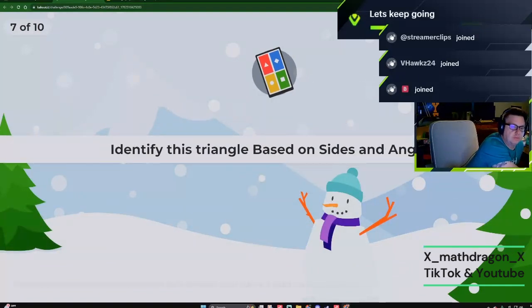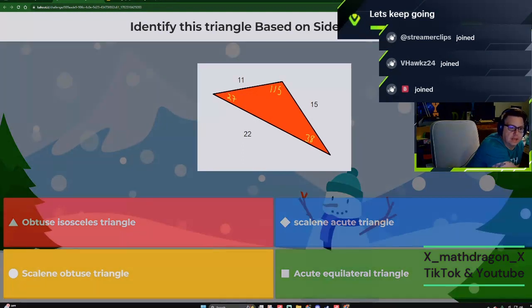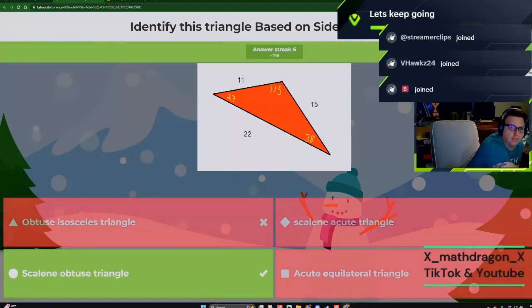Number 7. We have an angle that is over 90 degrees. And then 3 different angles, 3 different numbers. So I would say this is an obtuse scalene triangle.